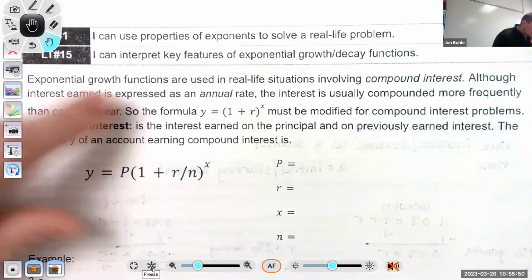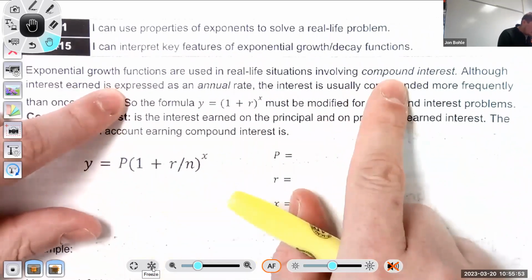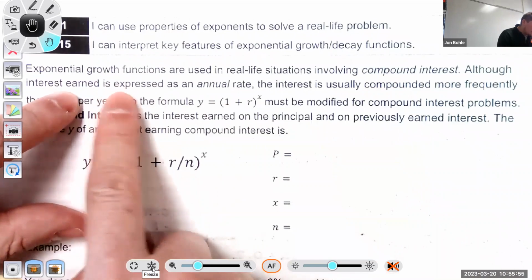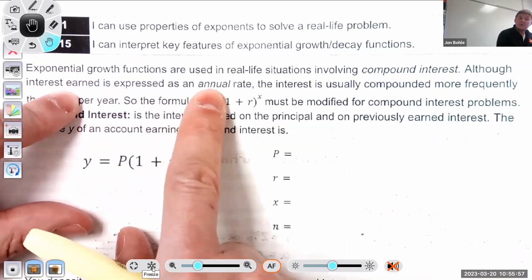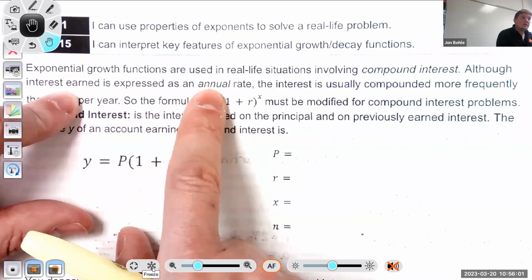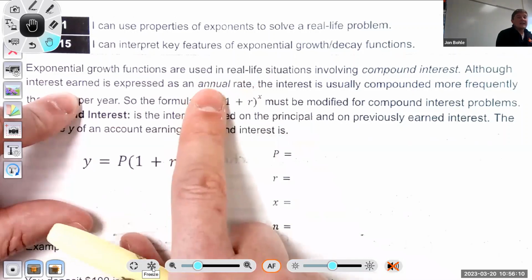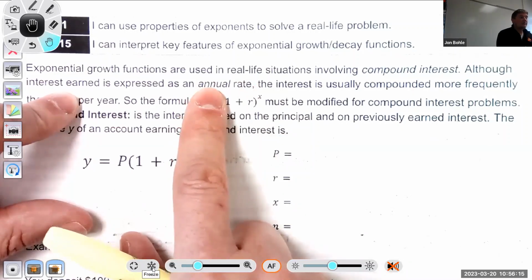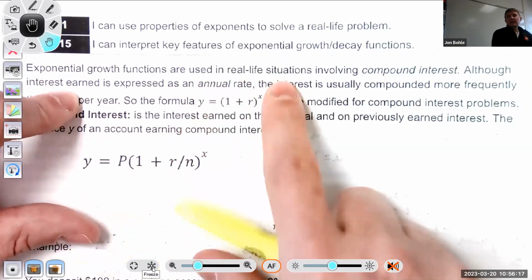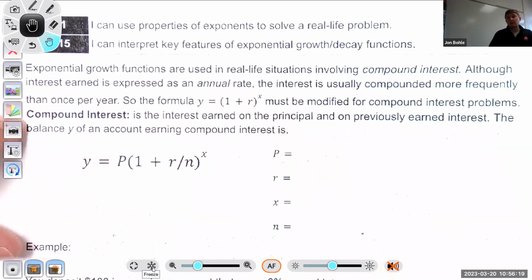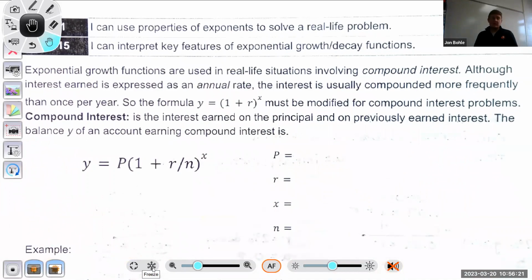All right, exponential functions are used in real life involving compound interest, though interest is expressed as an annual rate, which means what? What does annually mean? Not quite. Every time, how often though? Every year, okay? So interest is typically given as an annual rate. So you go to a bank and they're going to give you an annual yearly percent growth, okay? The interest is compounded more frequently than that. So it's not going to compound every year.